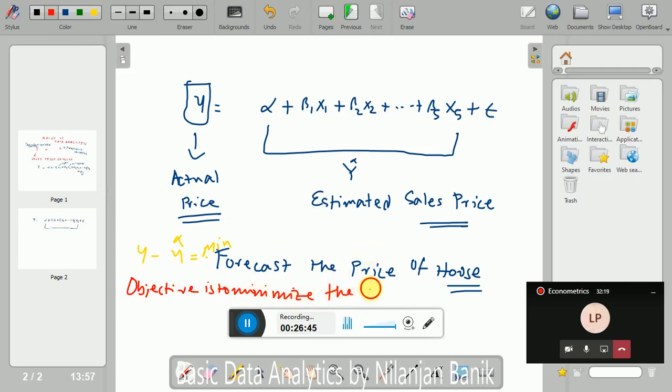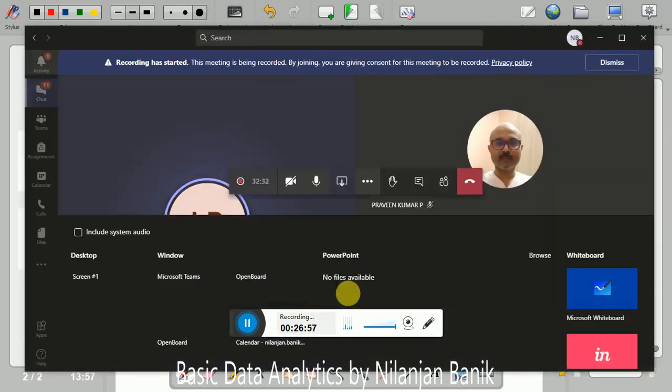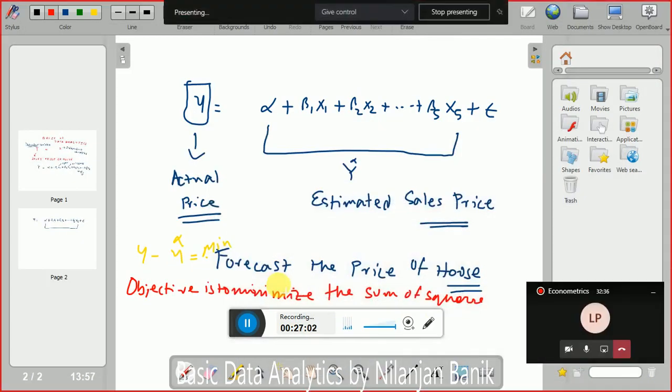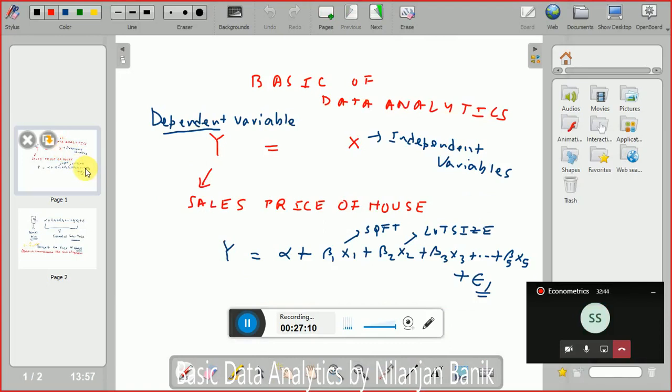Sorry, Nilendra. Sir, we can't see your display. You cannot see my display? It's showing data analytics sales price of house. Can you see the display? Yes, sir. Now we can see, sir.